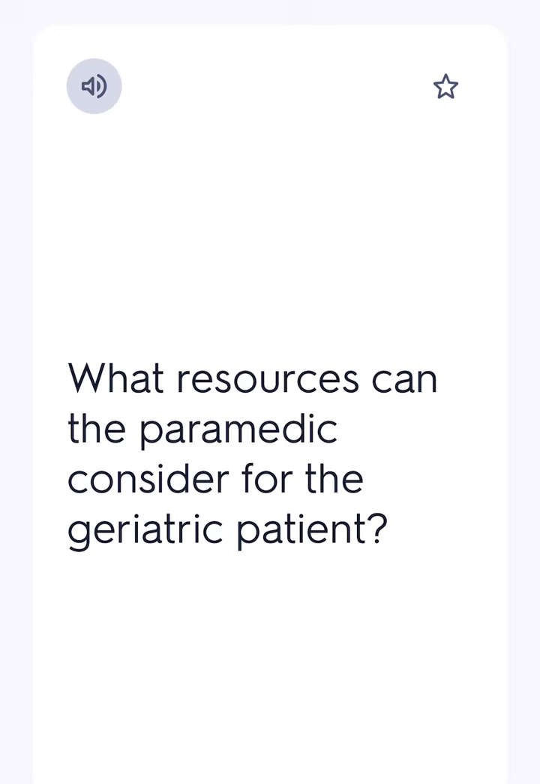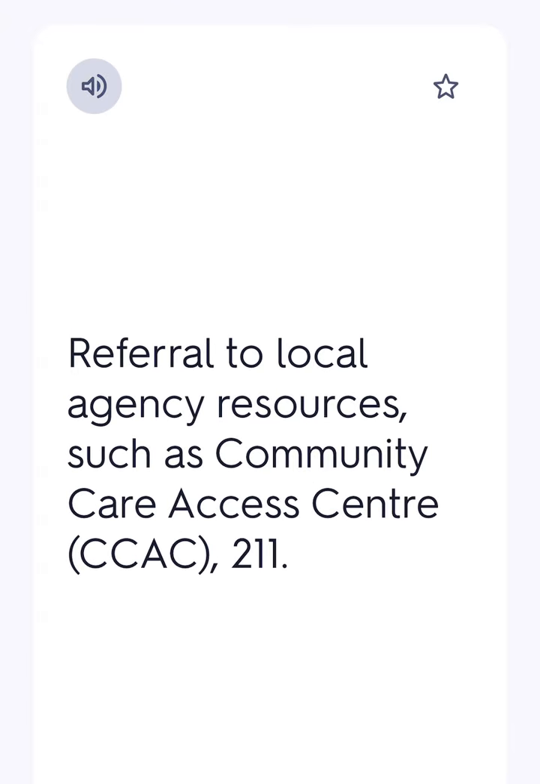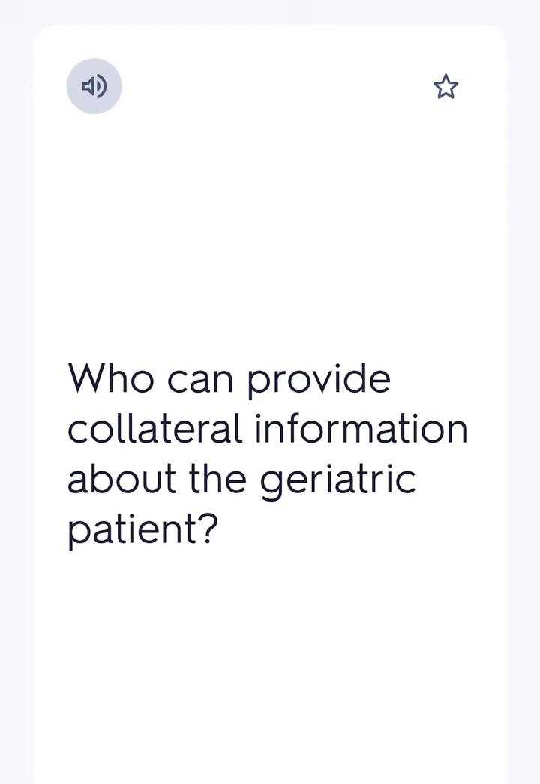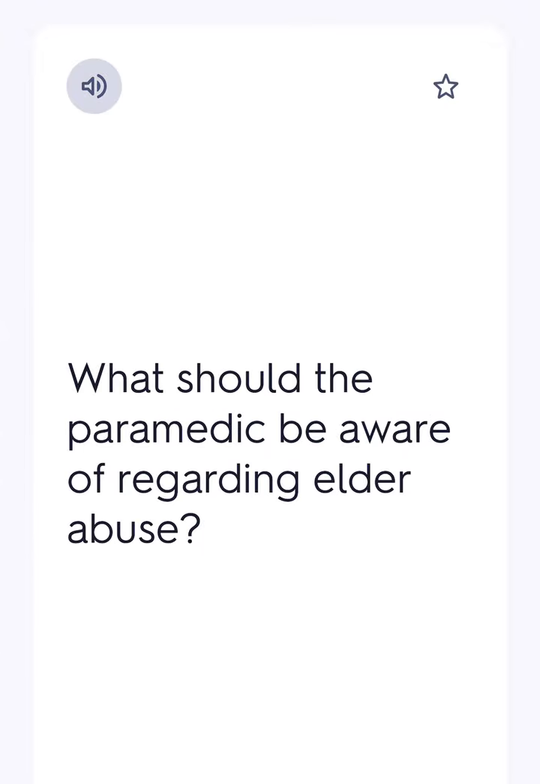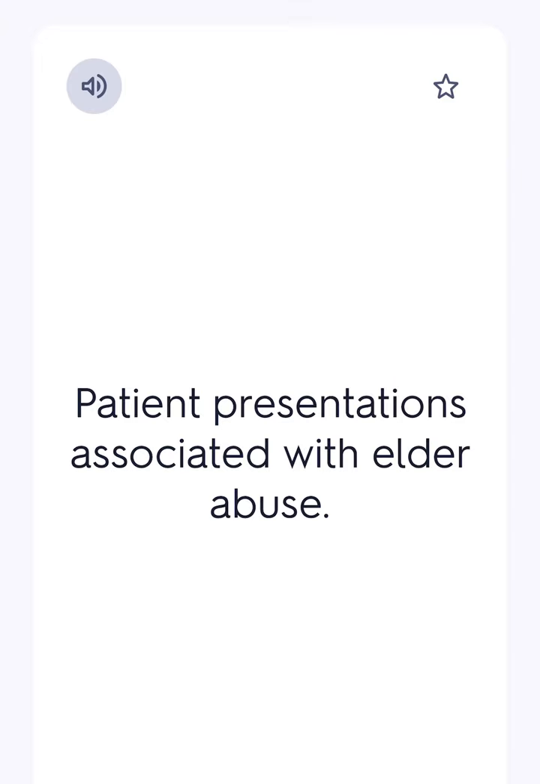What resources can the paramedic consider for the geriatric patient? Referral to local agency resources, such as Community Care Access Center, 211. Who can provide collateral information about the geriatric patient? Relative, friend, or neighbor. What should the paramedic be aware of regarding elder abuse? Patient presentations associated with elder abuse.